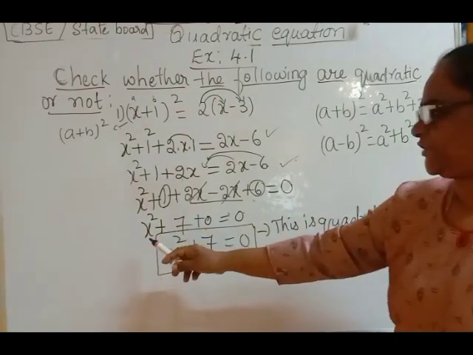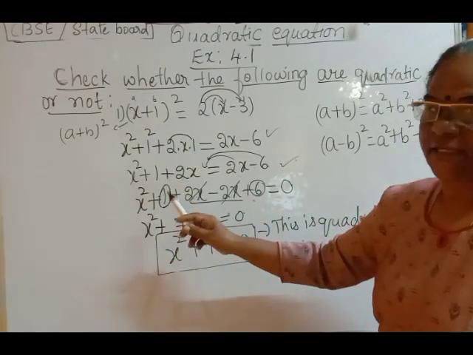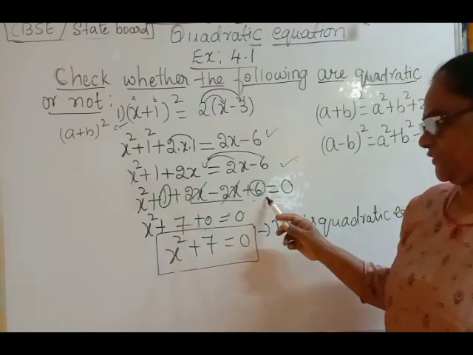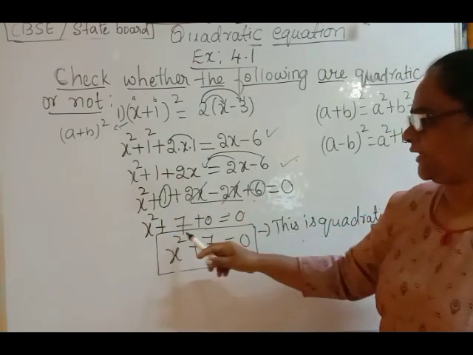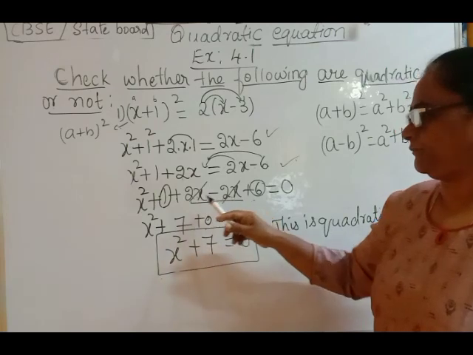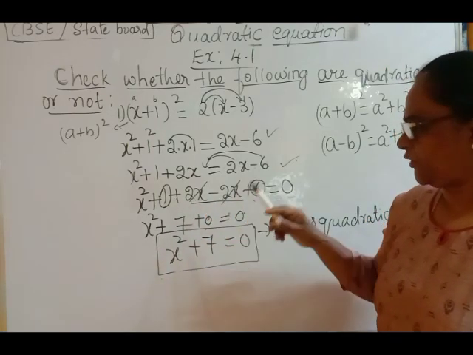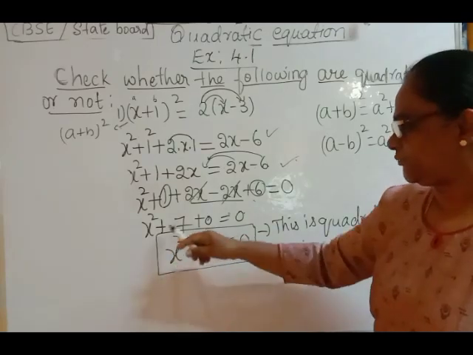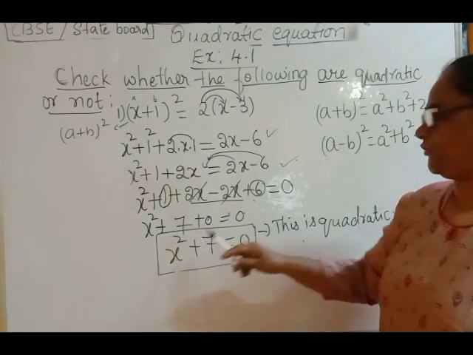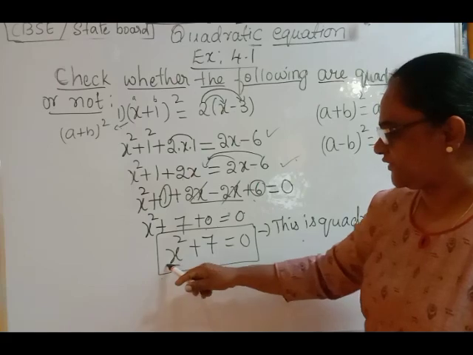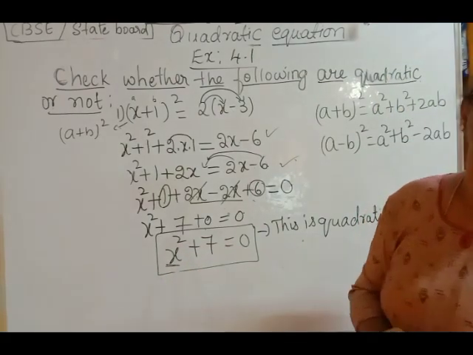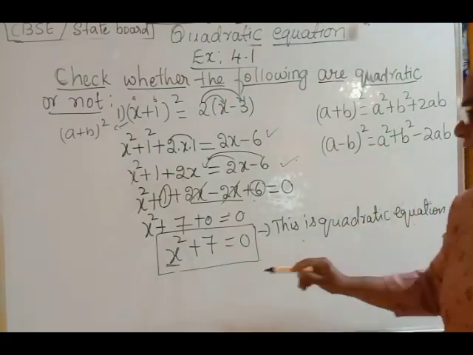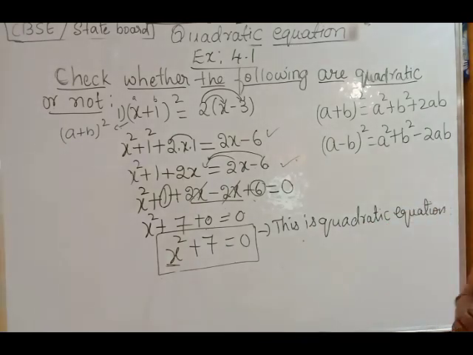X square term as it is. Here constant term is 1 as well as 6. Both are having plus sign, add it. This one, plus 2x minus 2x means 0, is equal to right hand side 0. X square as it is plus 7 is equal to 0. Since variable is x, it is having 2 as the highest power. So we can say this is a quadratic equation.